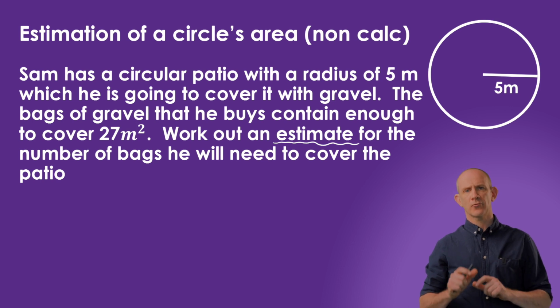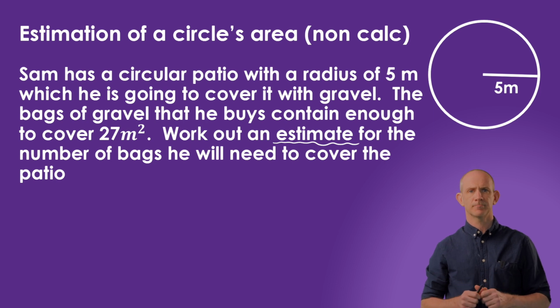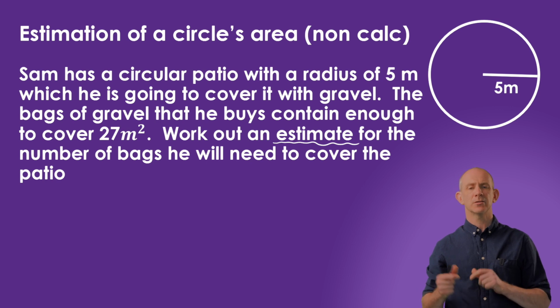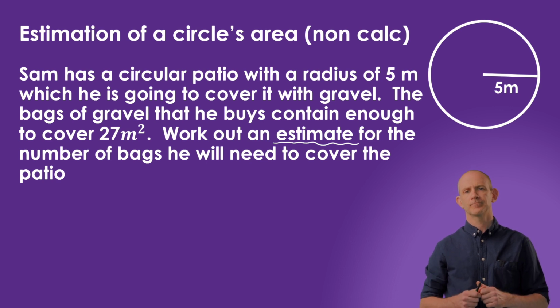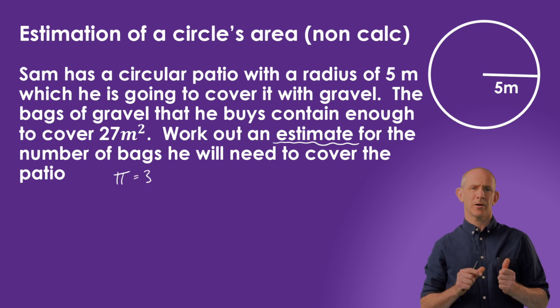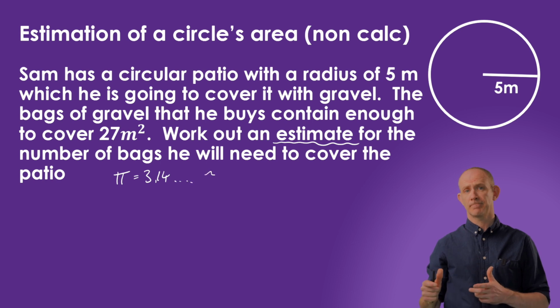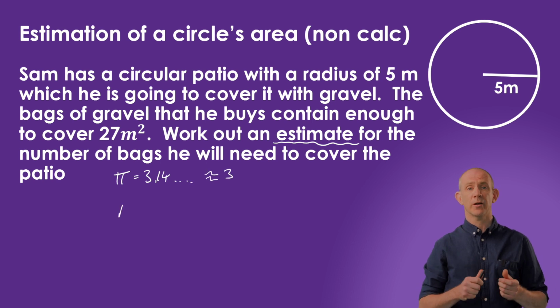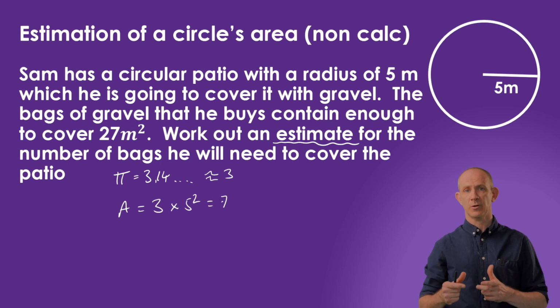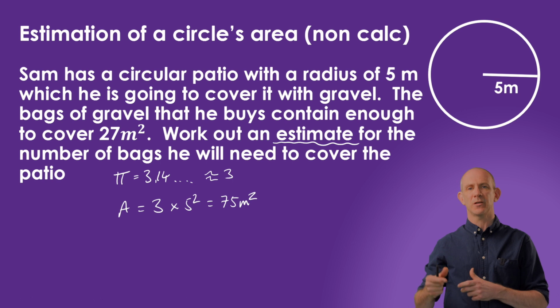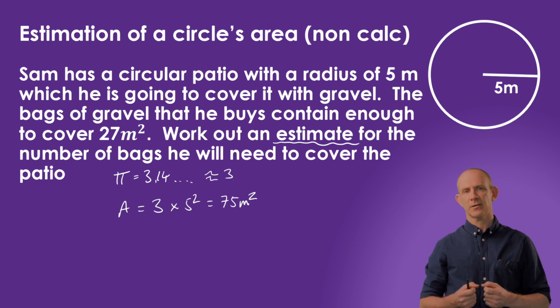The bags of gravel that he buys contain enough to cover 27 metres squared. We need to work out an estimate for the number of bags he's going to need to cover the patio in gravel. As we're estimating, we can round pi from 3.14 and so on to just 3. This means we can say that the area will be 3 times 5 squared, 3 times 25, which would give us 75 metres squared. That's our estimation for the patio.